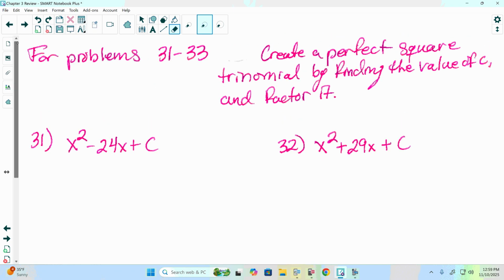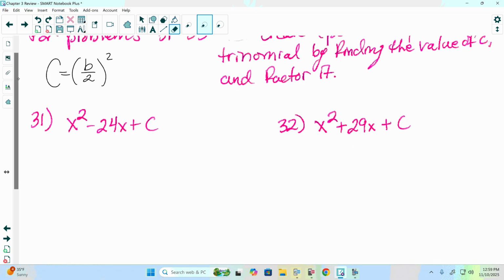31 through 33, create a perfect square trinomial by finding the value of C. And C is equal to B over 2 squared. Now, most of these here, there's not going to be a number in front of x squared, because for completing the square, the first step is A equal to 1. If not, make it so. If A is already 1, we don't have to do anything for that.